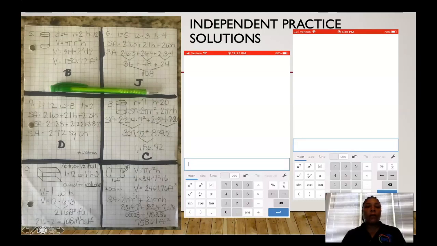Again, write out the formulas that you needed and make sure you replace your variables in the correct places and solve. Hopefully you have used your Desmos application, and if not, your scientific calculator. So here's your answers. Take a few minutes to look at them.